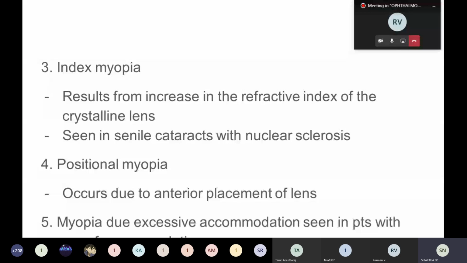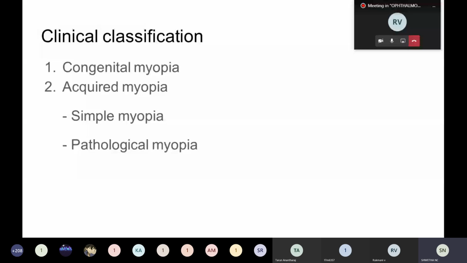That occurs due to anterior placement of the lens, whether it is a natural lens, if it is displaced in front for some reasons, or sometimes due to an intraocular lens which is placed anteriorly. So that also will induce a positional myopia, what we call the consecutive myopia. And sometimes you can also see myopia due to excessive accommodation, which is seen in patients with spasm of accommodation. So that type of myopia can also be seen.